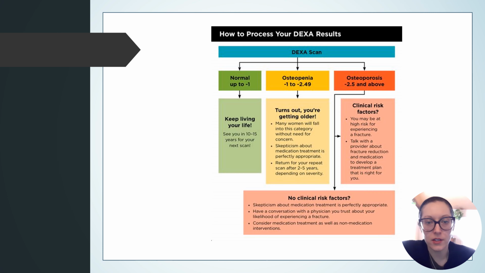So how does your doctor process your DEXA results? If you're normal to -1, we say keep on living your life. Maybe we'll repeat this scan 10 to 15 years from now. If you've been diagnosed as having pre-osteoporosis or osteopenia, turns out you're getting older. Lots of women are going to fall into this category. It's not really a place for concern yet, but they may have you return to repeat your scan in 2 to 5 years, depending on your severity. But if you have been diagnosed as having osteoporosis, of course, your bones are now brittle and you're more susceptible to a fracture, so your provider's probably going to discuss some treatment options for this.